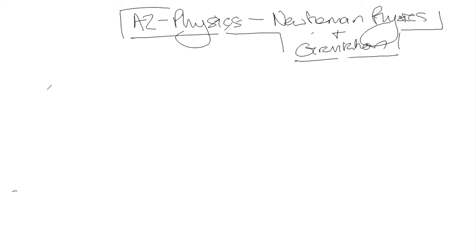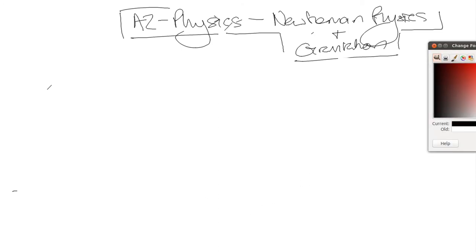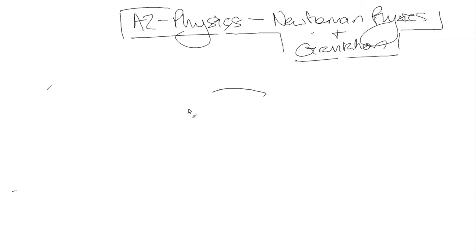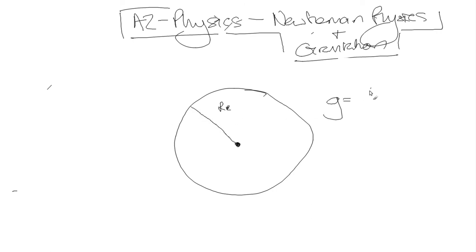So if we look at the Earth like this, and this is the center, the distance here is RE, the radius of the Earth. Once we get inside the Earth, let's look at that equation again. g is equal to Gm over r squared, right?